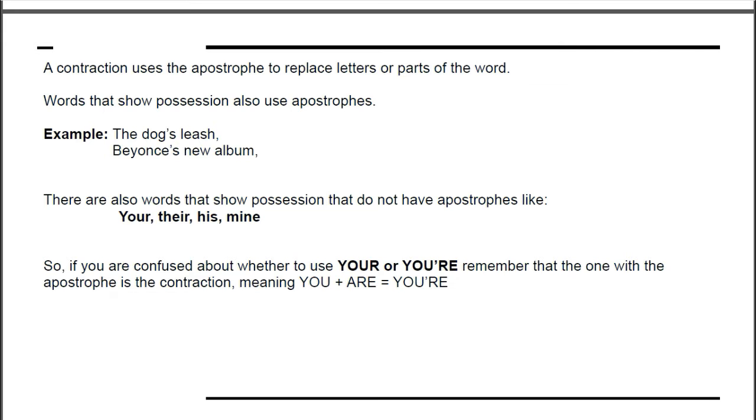If you are confused about whether to use your with an R or you're with an apostrophe RE, remember that the one with the apostrophe is a contraction. It means you plus are, and it equals you're. The A is replaced by the apostrophe.